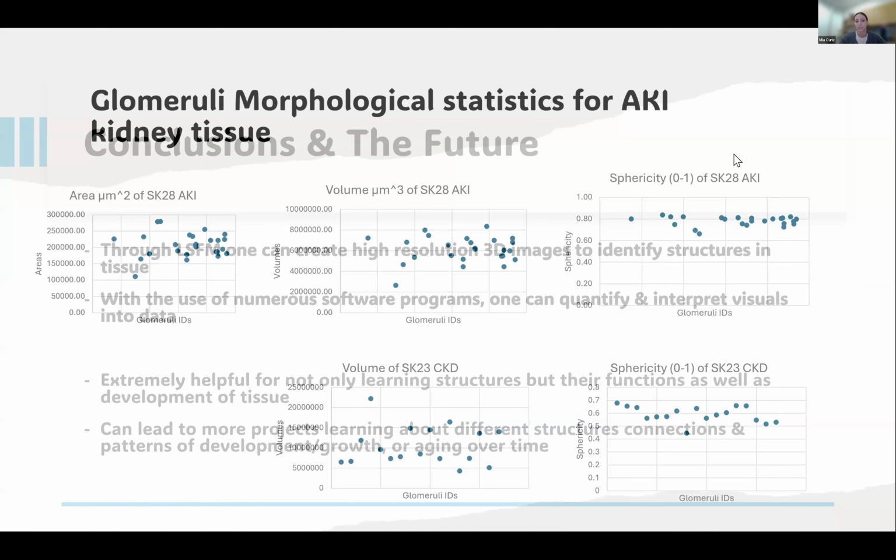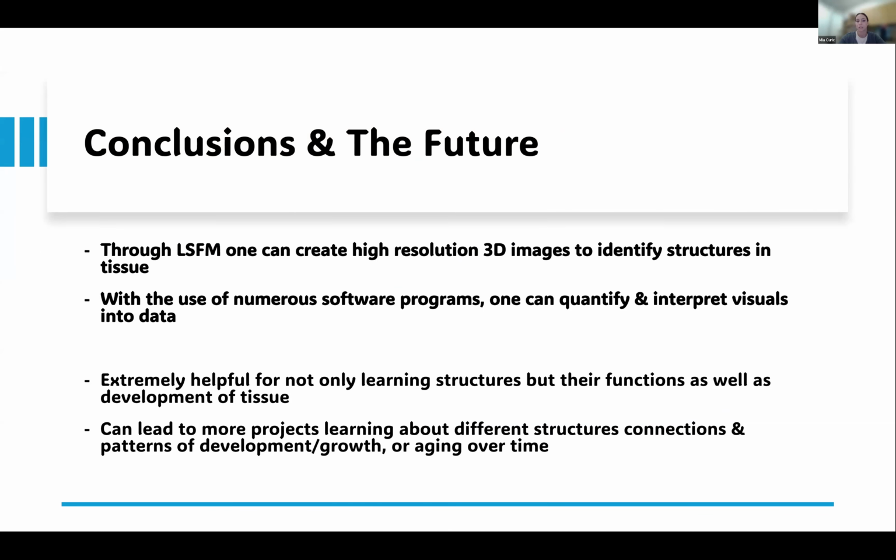Some conclusions: through light sheet fluorescence microscopy, one can create high resolution 3D imaging, and this helps to identify structures within tissue, not only kidney, but all sorts of tissue. With the use of many software programs, one can quantify and interpret these visuals into data. I think it's extremely helpful for not only learning the structures, but their functions and how they develop throughout the tissue. This can lead to different projects about these structures' connections, their growth and development, or aging over time. So I think it's definitely important.